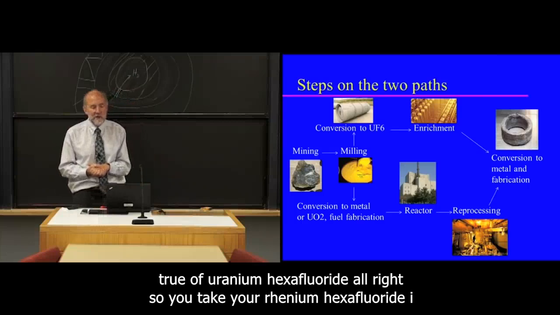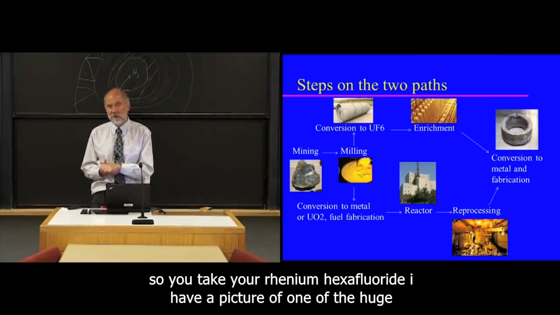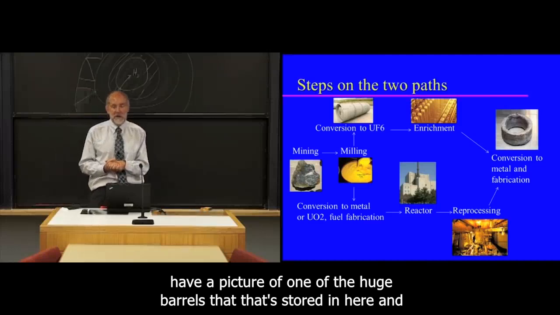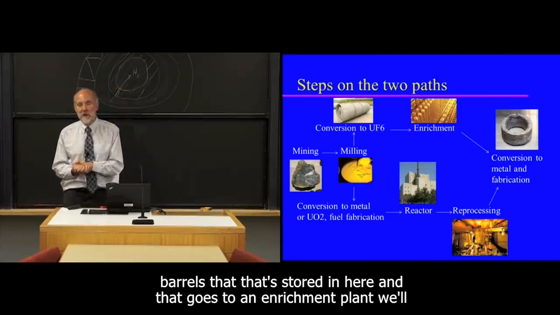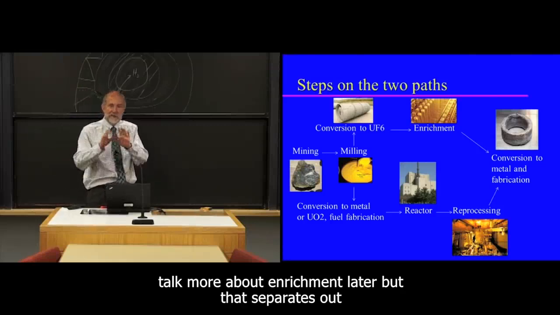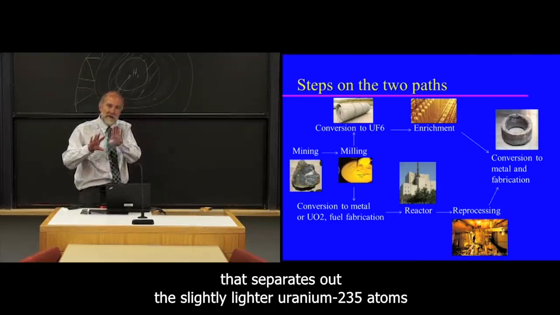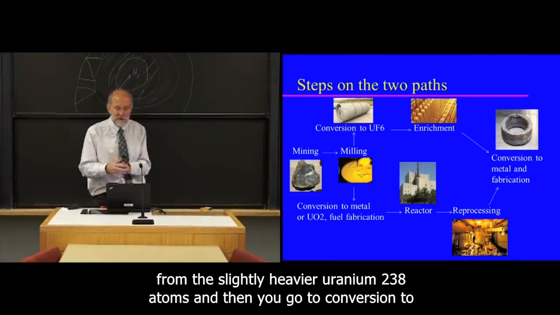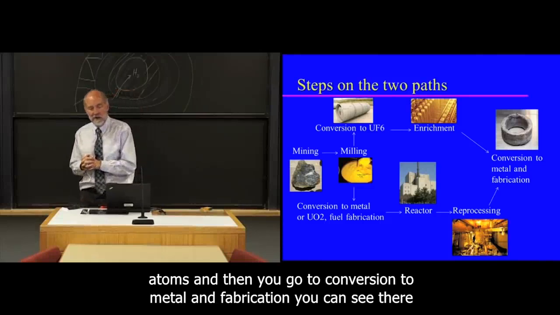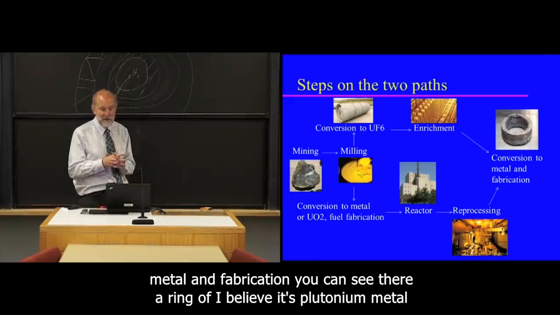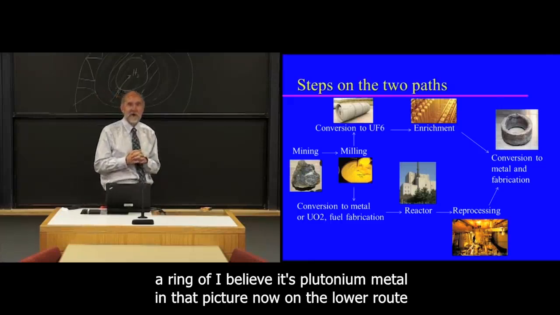All right, so you take uranium hexafluoride. I have a picture of one of the huge barrels that it's stored in here, and that goes to an enrichment plant. We'll talk more about enrichment later, but that separates out the slightly lighter uranium-235 atoms from the slightly heavier uranium-238 atoms. And then you go to conversion to metal and fabrication. You can see there a ring of, I believe, plutonium metal in that picture.